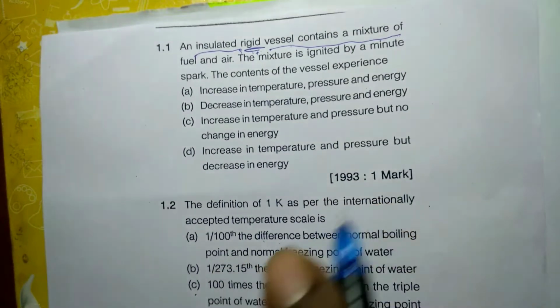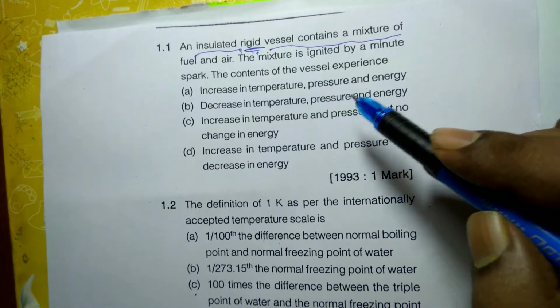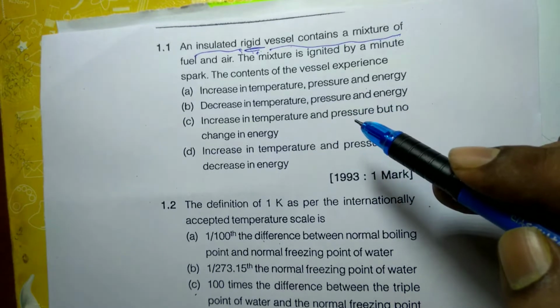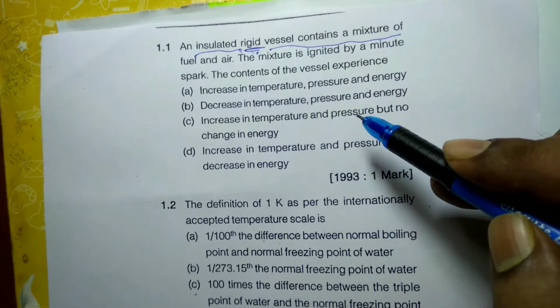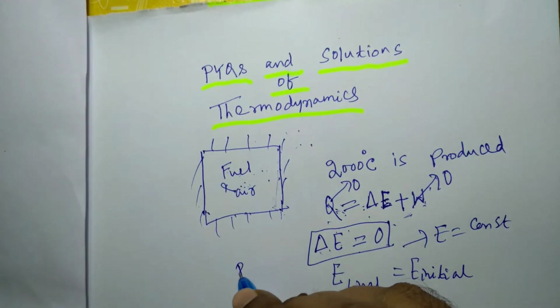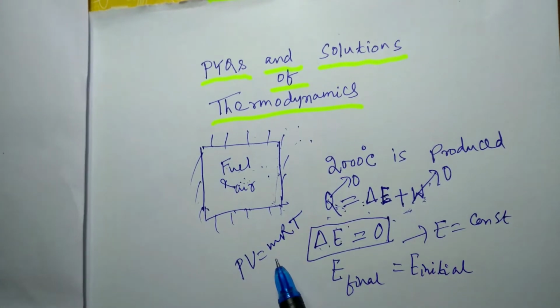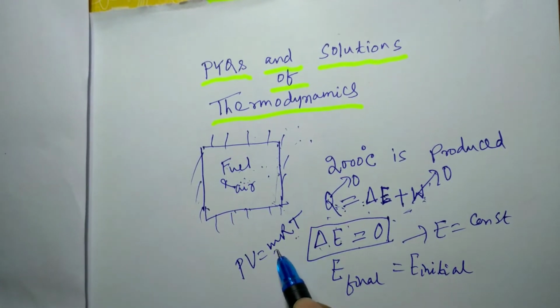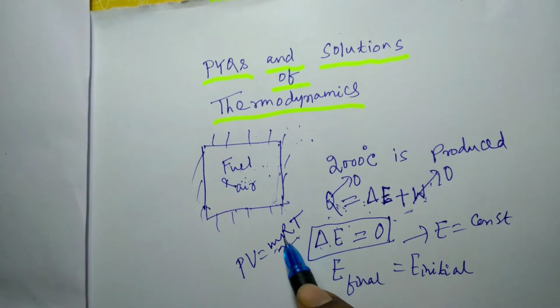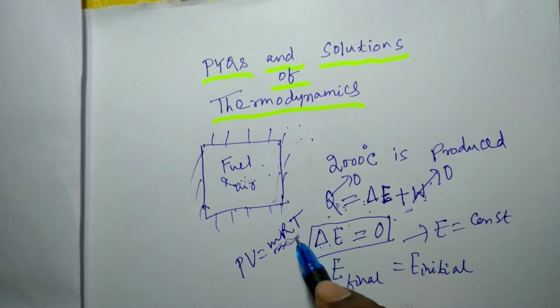And among these given options, you see increase in temperature, pressure will obviously be there. Once the chemical energy is converted into heat energy, temperature will increase, and pressure will also increase. For an ideal gas, PV is equal to mRT. When temperature increases, both these mass and R, the characteristic gas constant, are constant. These two terms are constant.